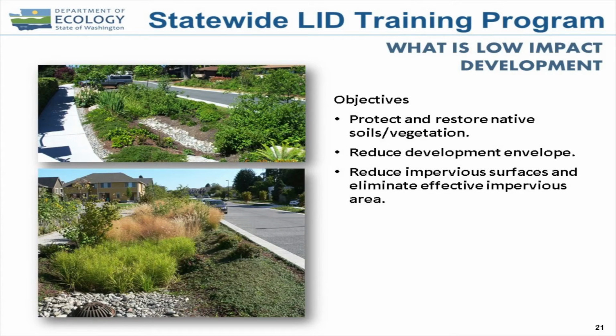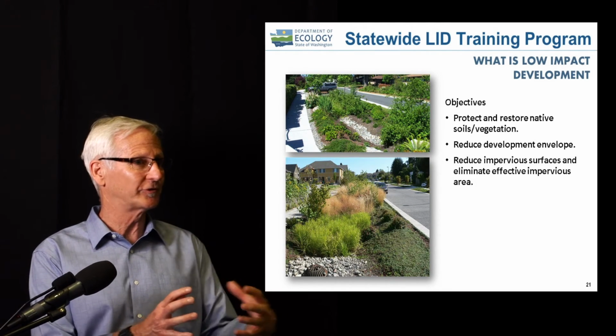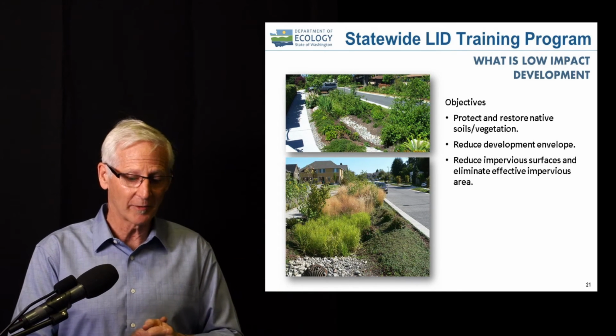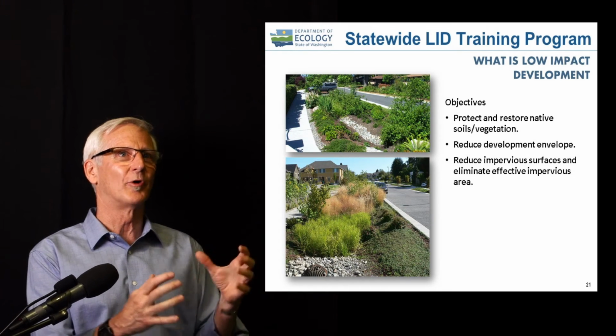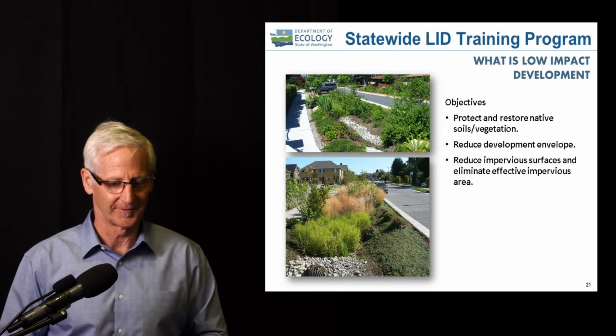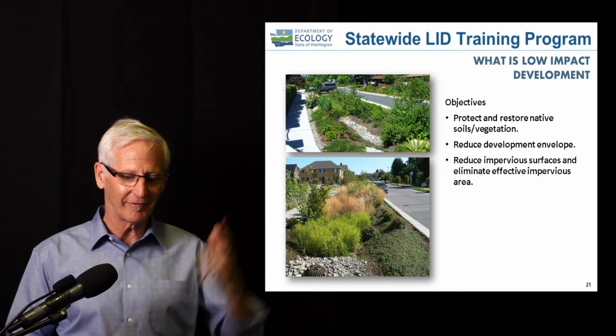Some objectives, again, kind of wrapping up the introduction here on low impact development. We've already talked a little bit about protecting, restoring native soils and vegetation as a primary objective for low impact development. Reducing the development envelope. We live in a growth management region. The work we've done around low impact development has often been around small lots because we've been trying to reduce sprawl, right? More increased density, less sprawl. And so we've done a lot of work around how do you reduce the development envelope overall and still implement low impact development within that smaller development envelope. So makes it pretty interesting. And of course, reducing impervious surfaces and eliminating effective impervious area.